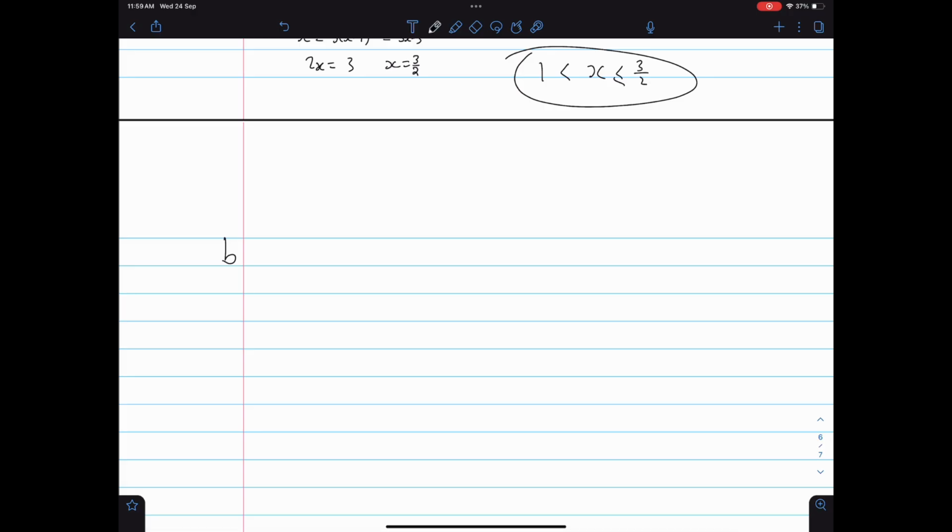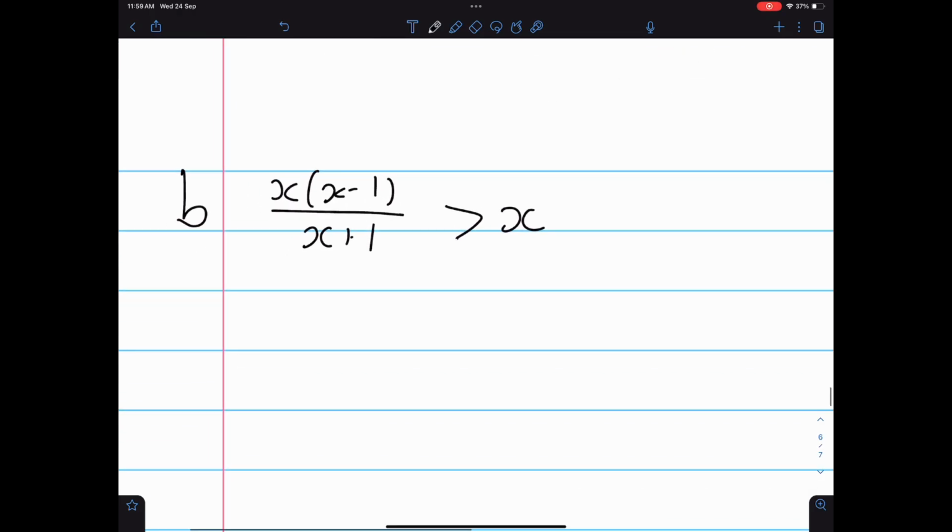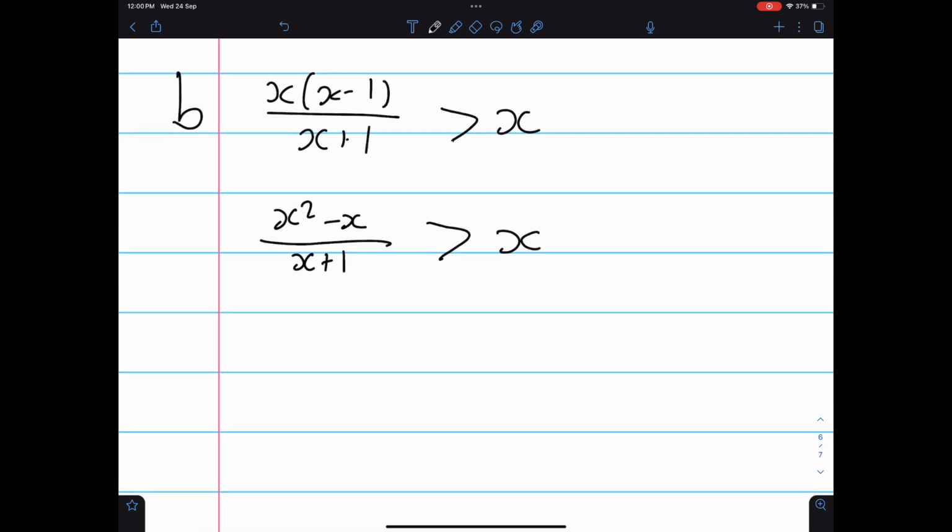B, x minus 1 over x plus 1 greater than x. And again, I'd simplify this a bit. And now I'd again do the critical points. Where is it undefined? Where is the vertical asymptote? And when does it equal x? So x plus 1 equals 0, x equals negative 1. This is the vertical asymptote.